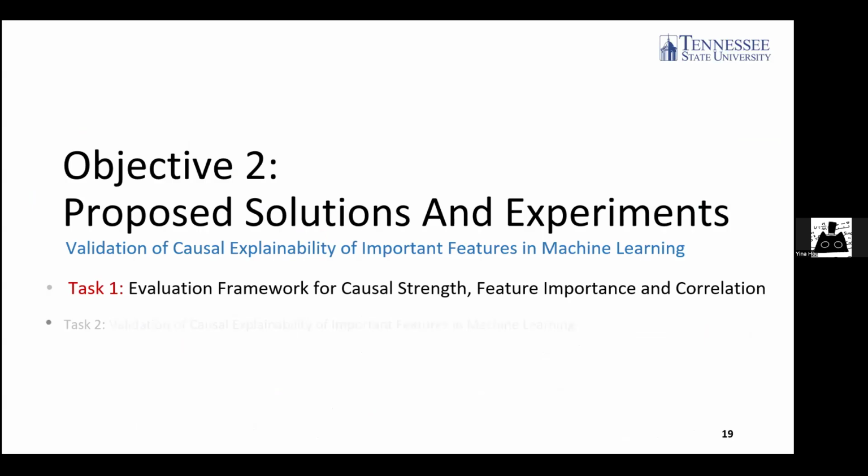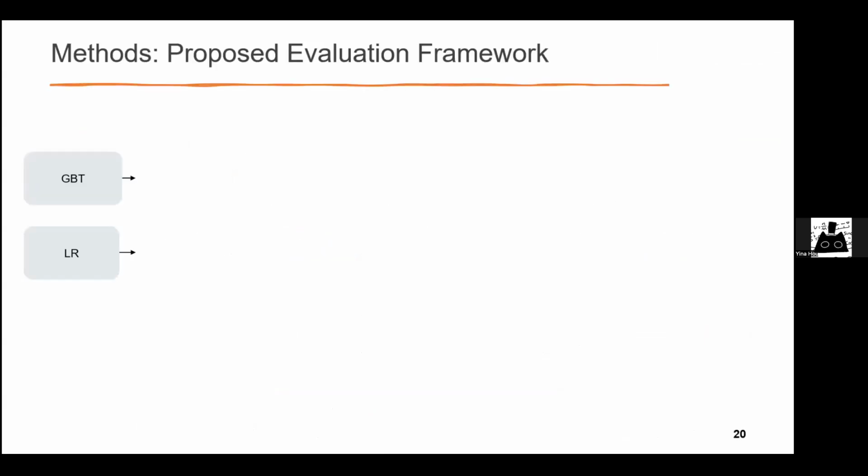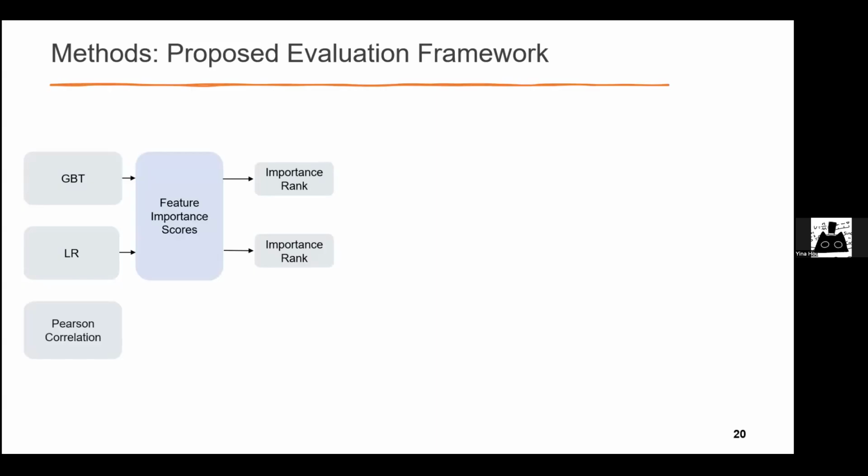Now let's move to Objective 2, where we provide validation of causal explainability of important features in machine learning. In Task 1, I will introduce our proposed evaluation framework. In our proposed evaluation framework, for gradient boosting tree and logistic regression, we can get the feature importance score and also their rank.